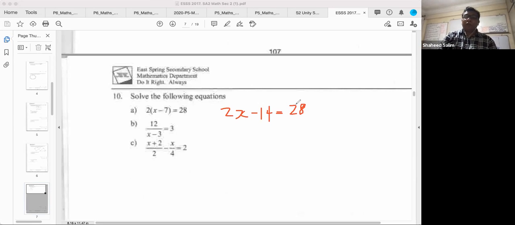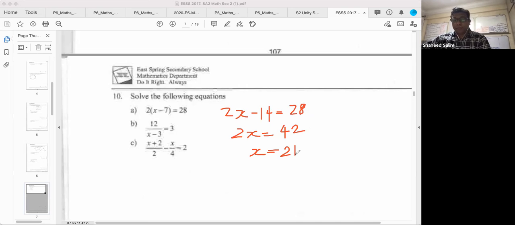So Ryan, you bring the 14 over there. 2x equals to 28 plus 14 equals to 42. X equals to, score the goal, 21. Your 33 now is which one? B. B, the answer is less than 10. So you were very close the first time.